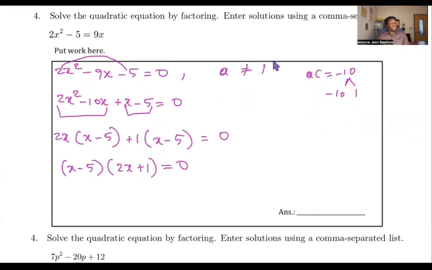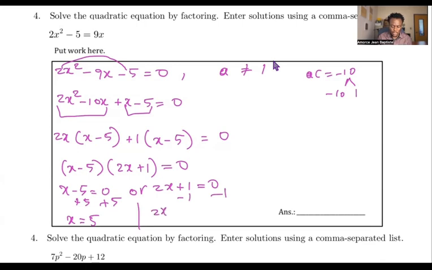Now, the expression is factored, then we can use the zero product property. X minus 5 equals 0, or 2x plus 1 equals 0. Add 5 to get x equals 5 from the first, and subtract 1 to get 2x equals negative 1, and divide by 2 to get x equals negative 1/2. So your solution set is 5, negative 1/2.